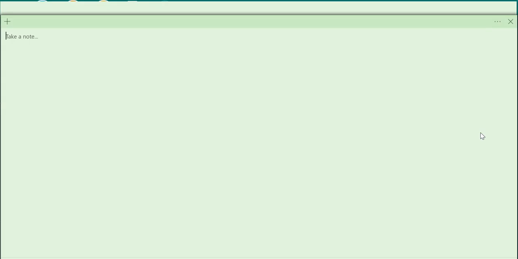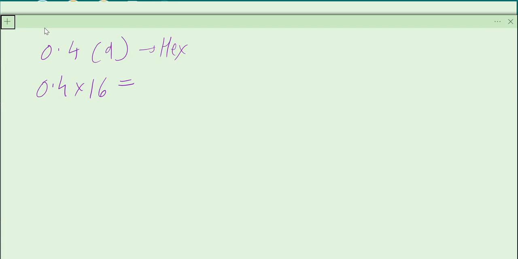Now let's see the fractional part. For the fractional part, let's take any fraction. Suppose 0.4 decimal and convert into hex. For the fractional part, we have to multiply by 16. In case of fractional part, we have to decide how many digits will be there after the decimal point. So 0.4 into 16. It comes out to be 6.4. Out of that, 6 is the integer part. Take it as it is.